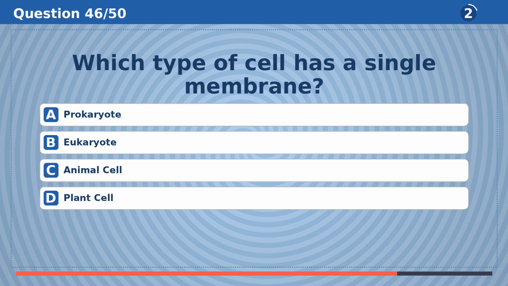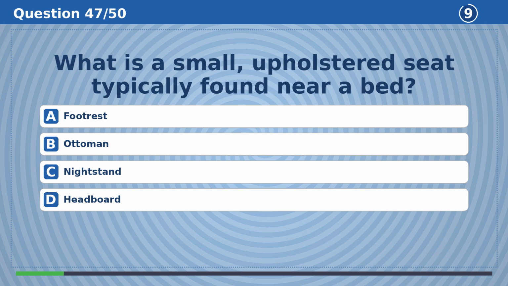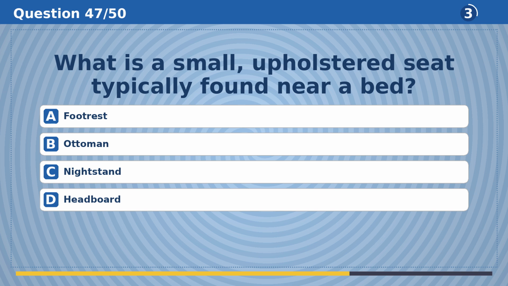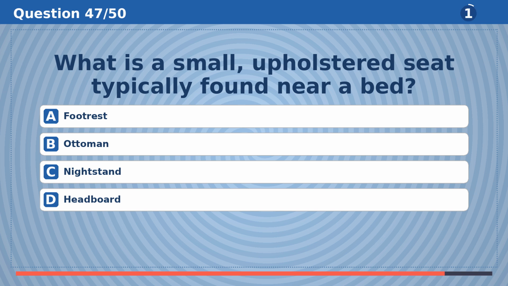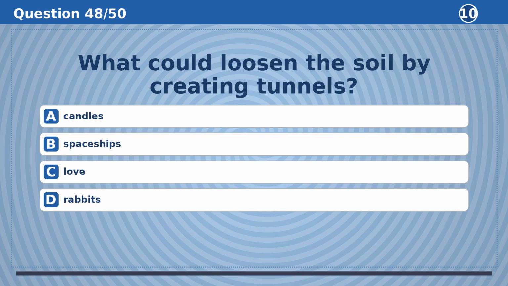Which type of cell has a single membrane? The answer is A. Prokaryote. What is a small, upholstered seat typically found near a bed? The answer is B. Ottoman.